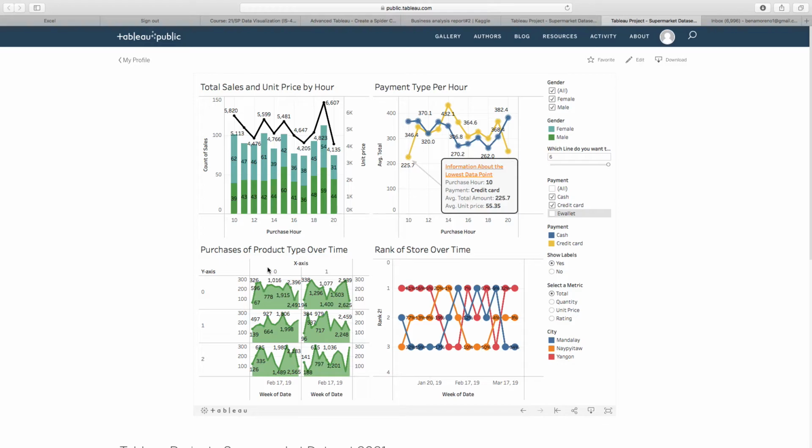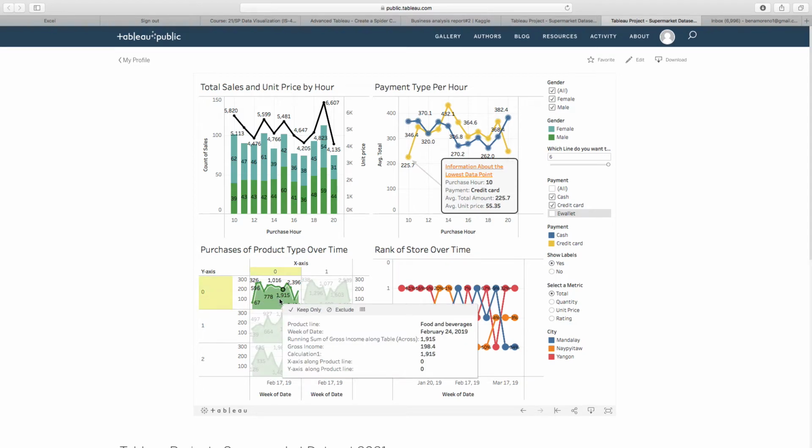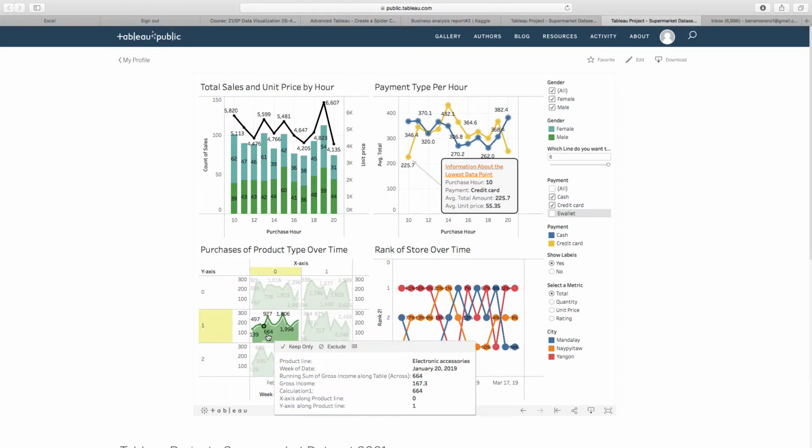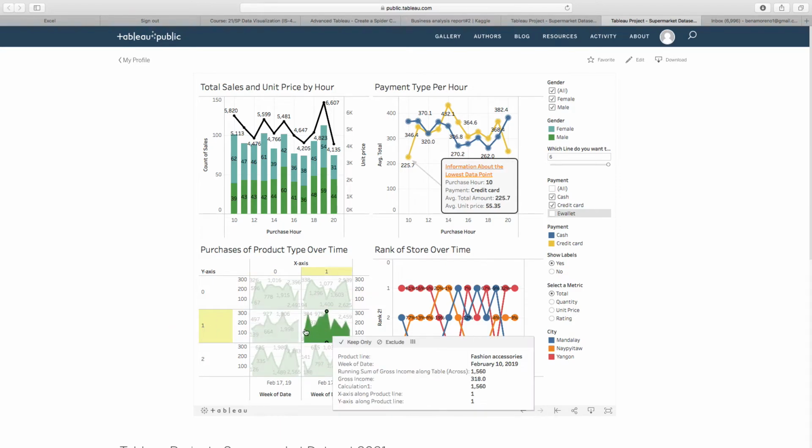Our third visualization is purchases of product type over time. So the x-axis of these trellis charts shows the time, which is about a 4-month period for these supermarkets, and then each chart shows a product line. So food and beverages would be the most popular, and then next would be sports and travel, and so on. It is a little cramped in these trellis charts, which is why I encourage you to get on to my public dashboard and take a look for yourself.